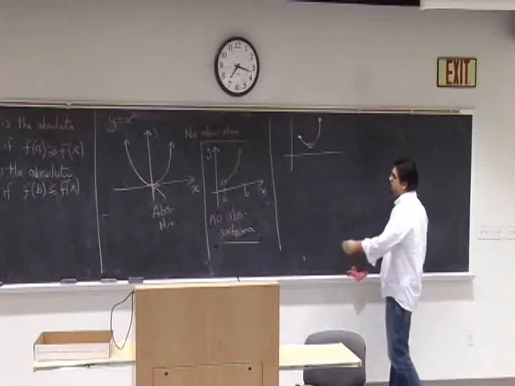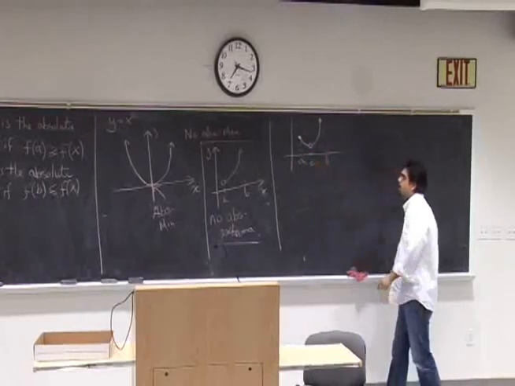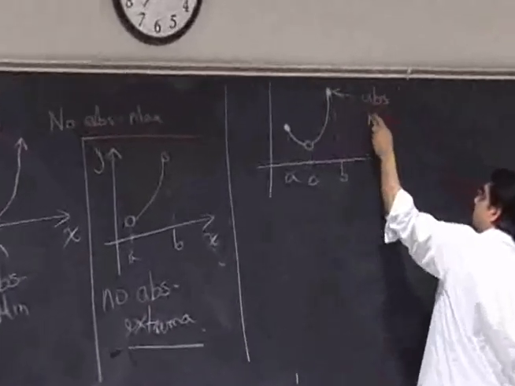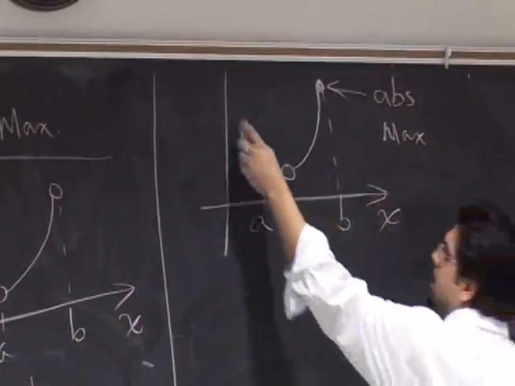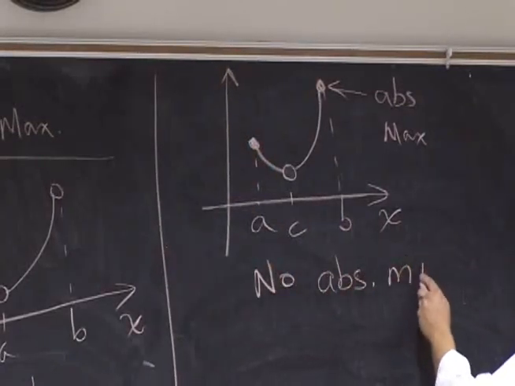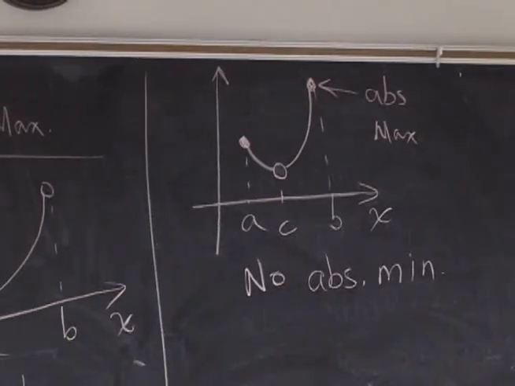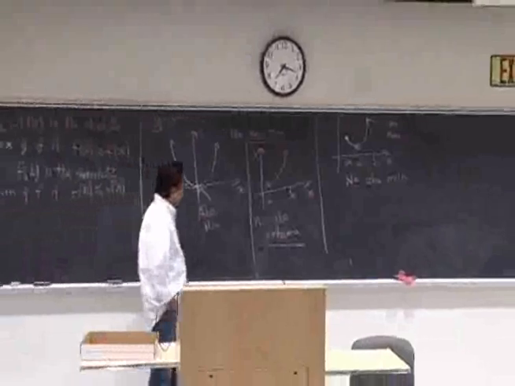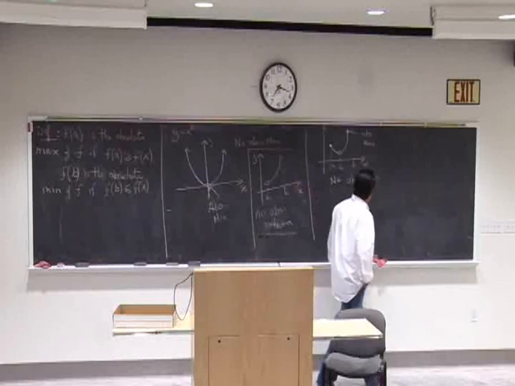Does this function have an absolute max? If I call this A, B, and C, where's the absolute max? At B. Okay? So that's the absolute max. And the absolute min? Is it at C? No, absolute max. No absolute min. Somebody said limit, but our definition of absolute min does not involve a limit. It involves the function value at that point. So it looks like C would have been a candidate, except the function is not defined at C. Okay?